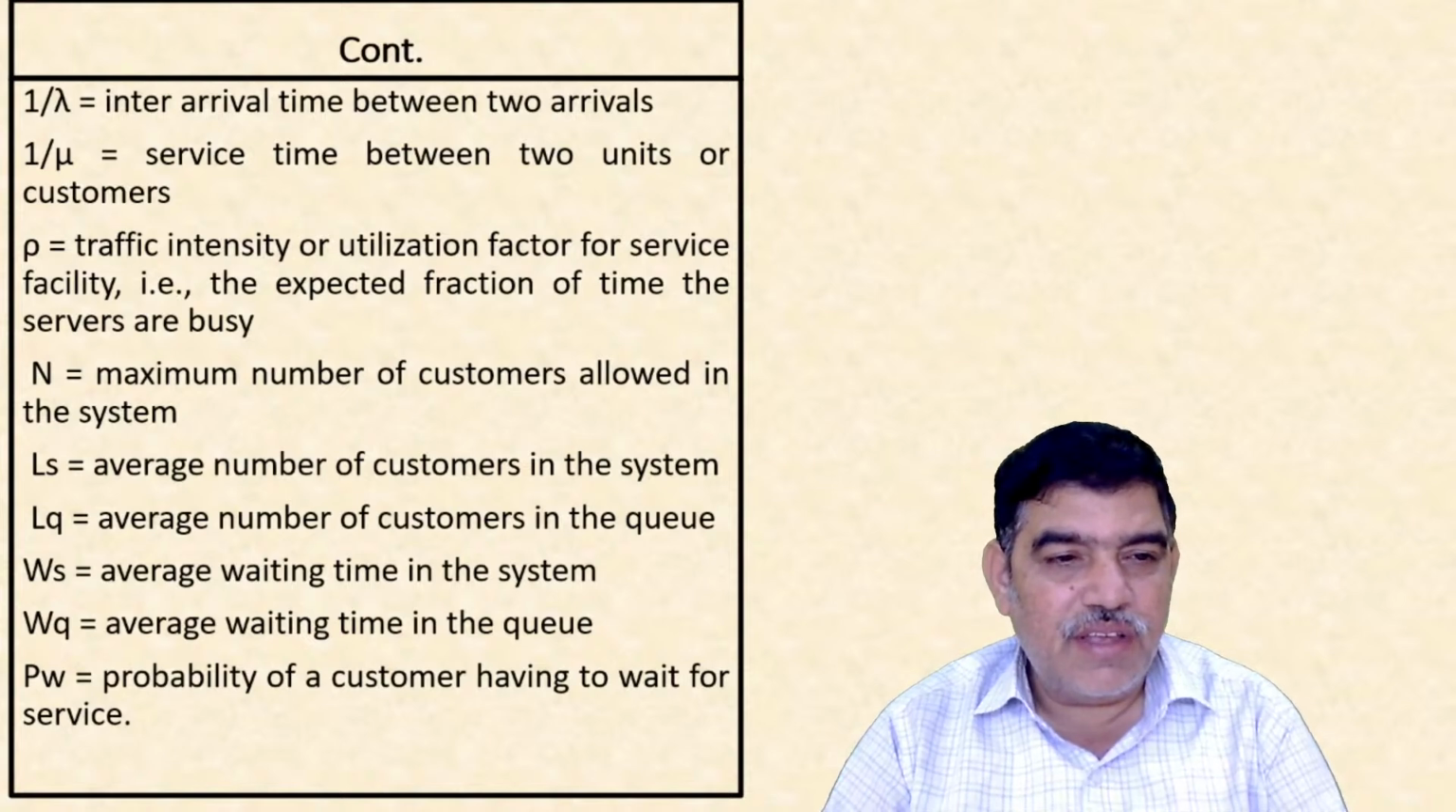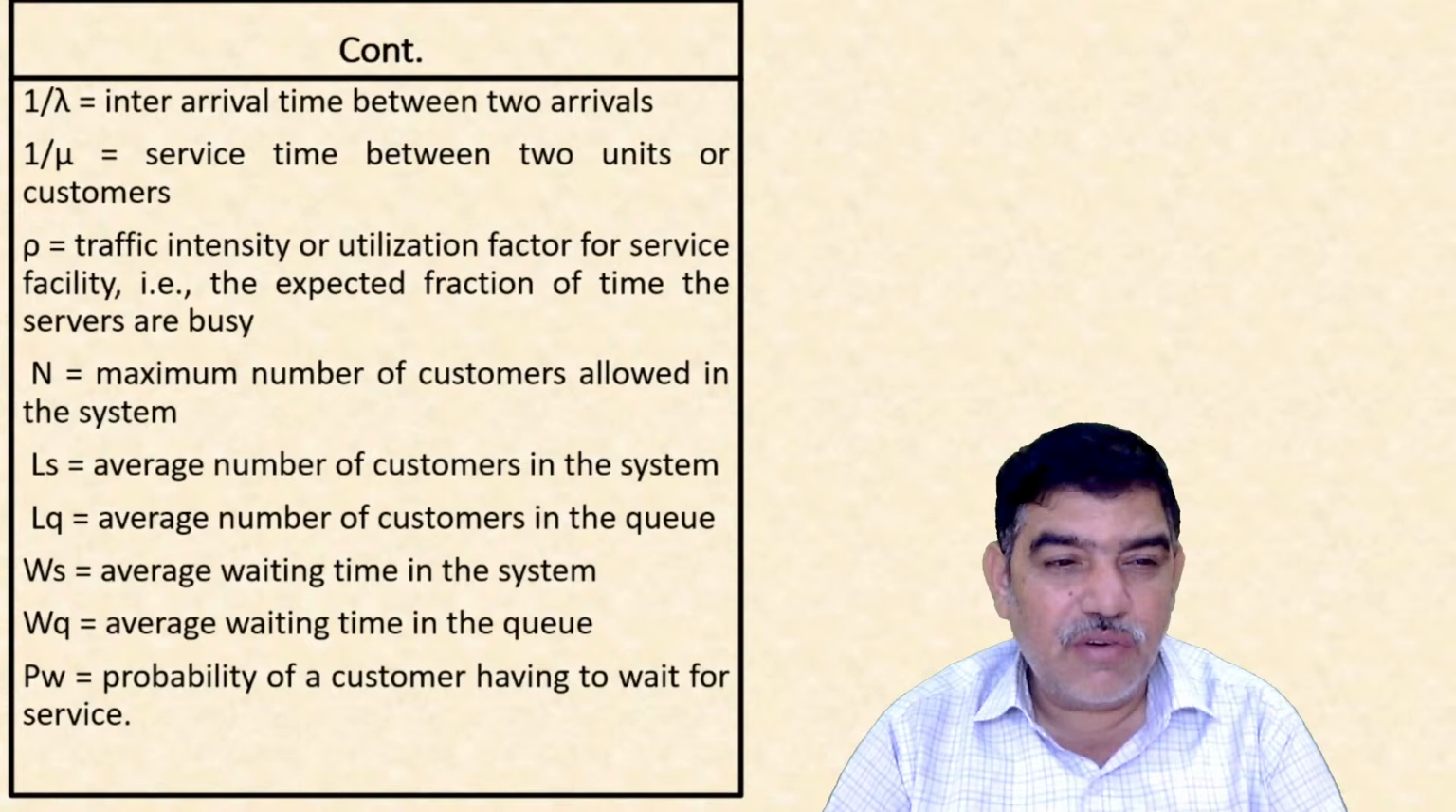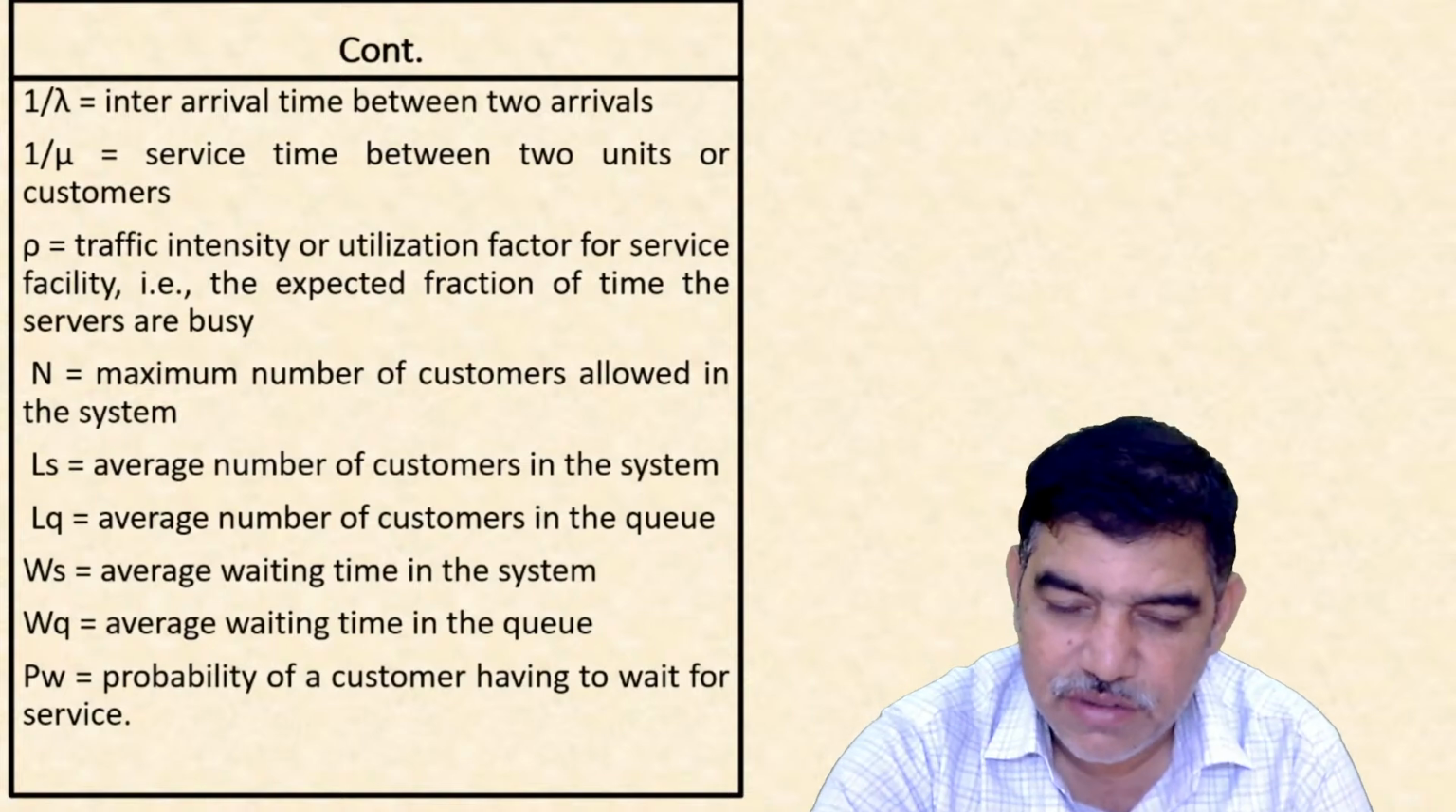Ls is the average number of customers in the system. Lq is the average number of customers in the queue. Ws indicates the average waiting time in the system. Wq is the average waiting time in the queue. Then P of w equals the probability of a customer having to wait for service.